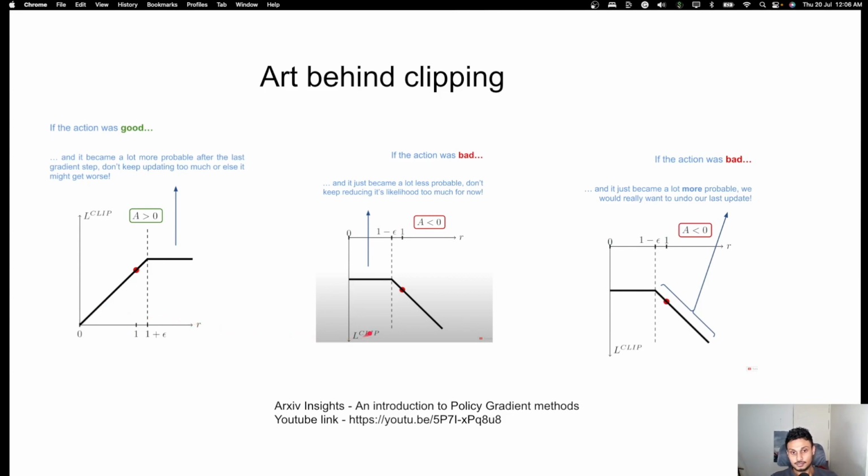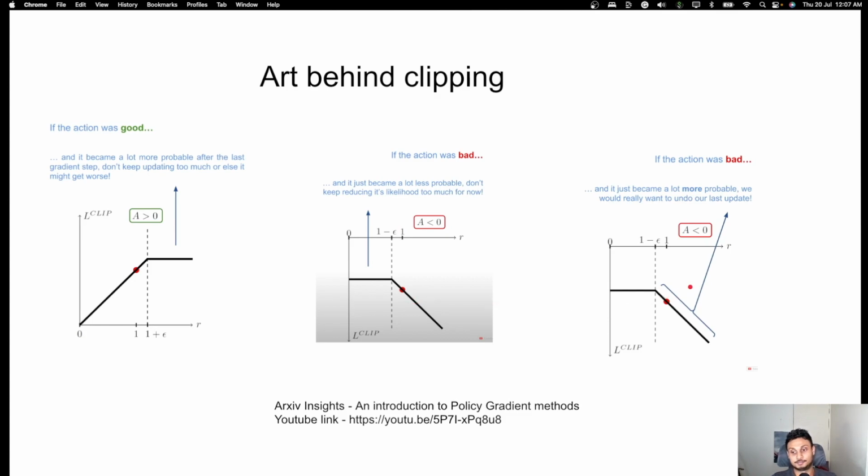You are not going to be too greedy. Then in this case, the advantage is negative, meaning you have taken a decision, but it is not giving any good feedback. So again, you are just not going to make the action probability of the current policy go to 0. Just wait, don't keep reducing after some level. So that's the clip region. And this is the second scenario.